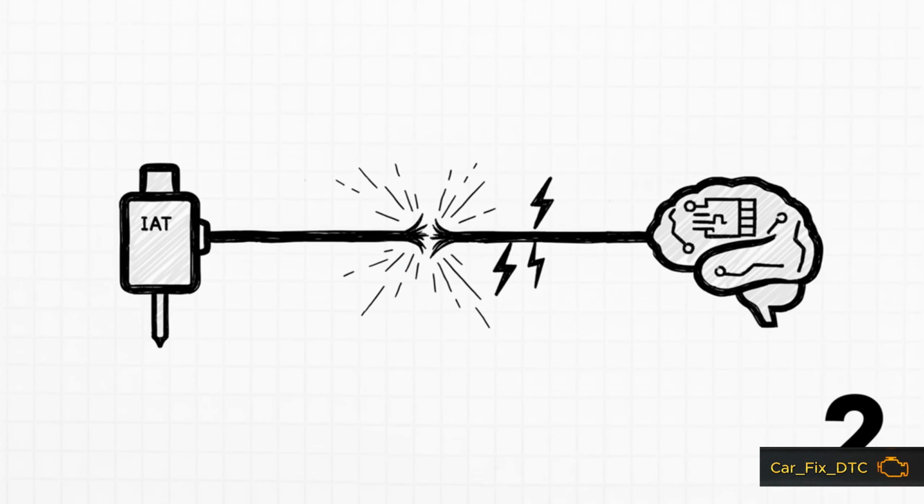Okay, on to suspect number 2. Now, what if the sensor is perfectly fine? The problem could be that the message is getting lost in translation on its way to the car's brain. You could have a damaged wire, a corroded connector, or something as simple as a loose plug. Any break in that communication line can trigger the P0113 code, making you think it's a sensor when it's not.